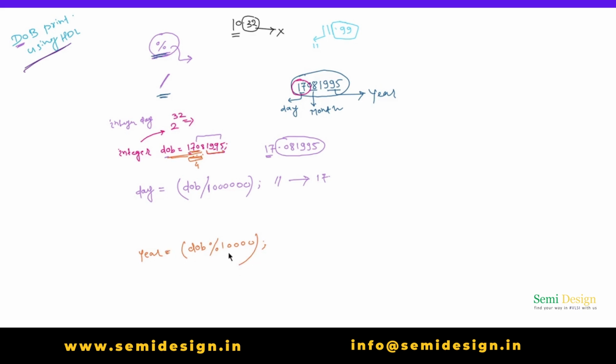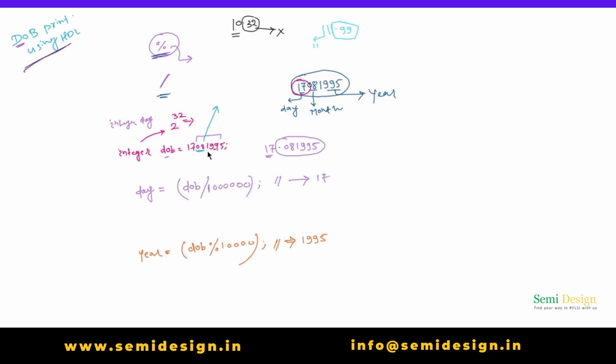So if you take something like this, you will get the result after displaying using $display: 1995. Very simple. Okay, now we want this 08. Now it is very interesting. What we want? This 08 we want. How to get this 08? It is also very simple.